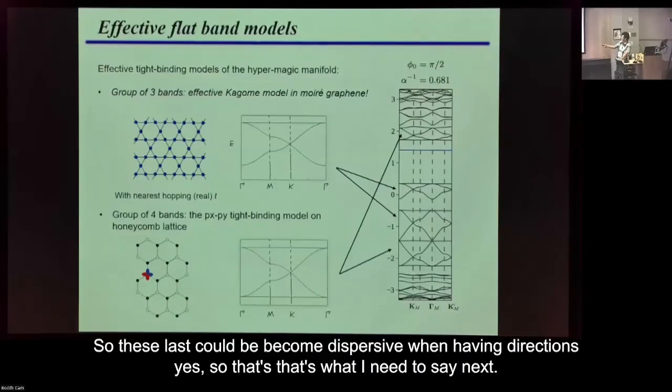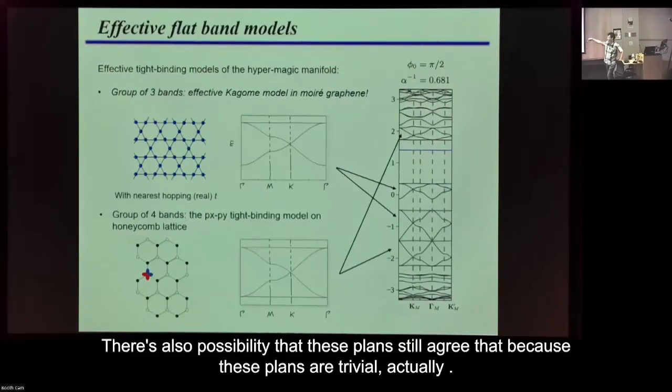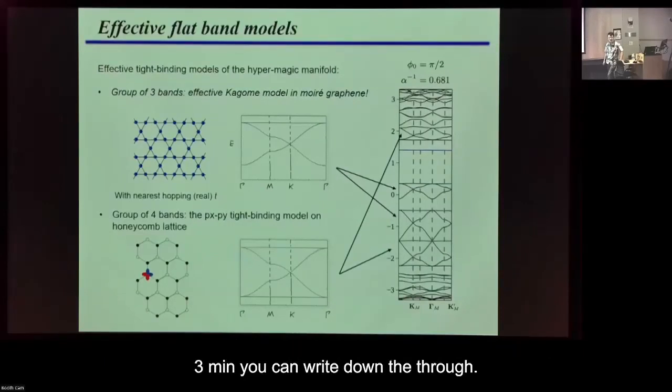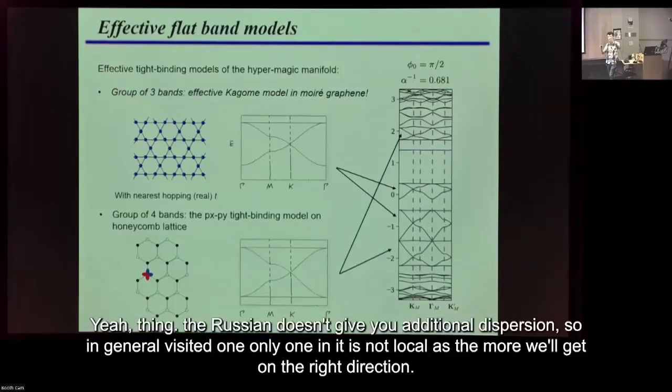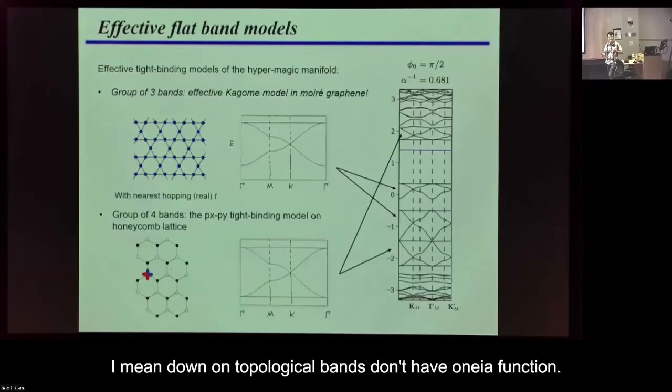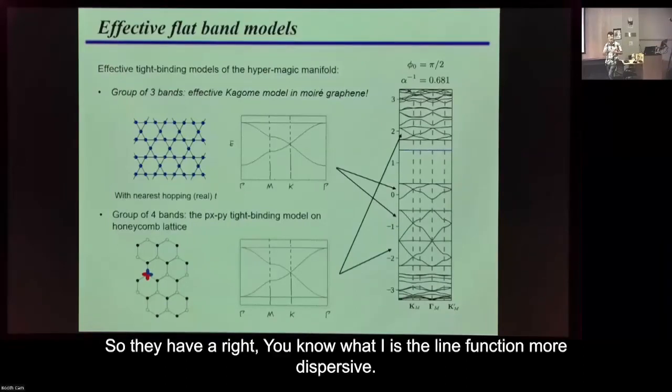But here, there's also a possibility that these black bands are still pretty black because these bands are trivial, in the sense of group three bands. You can write down the tight-binding model for these three bands. A trivial band in general is more like the original Hubbard model. For example, in the Hubbard model, if you kill the kinetic energy, the interaction doesn't give you additional dispersion. In general, the more non-local your interaction is, the more dispersion you will get. And topological bands don't have Wannier functions, so they have relatively delocalized Wannier functions. That's why they're more dispersive. But if somehow the projected interaction is local enough, then these bands can still remain pretty flat.